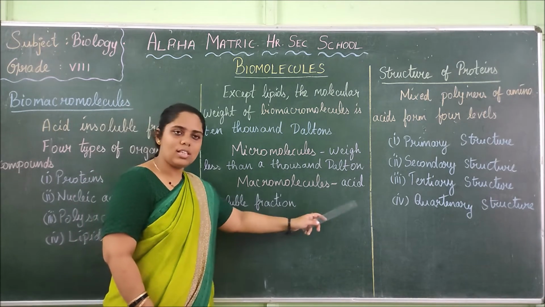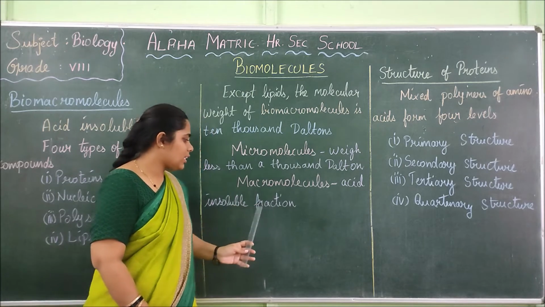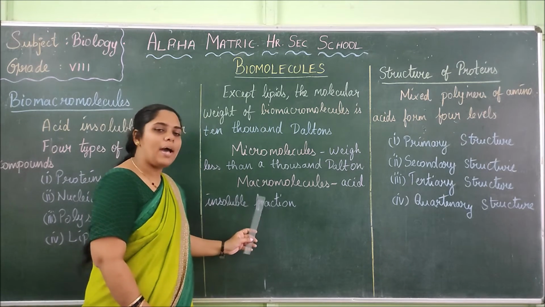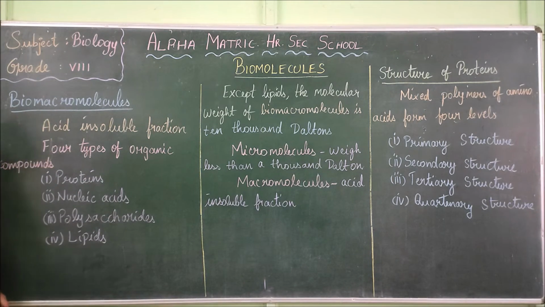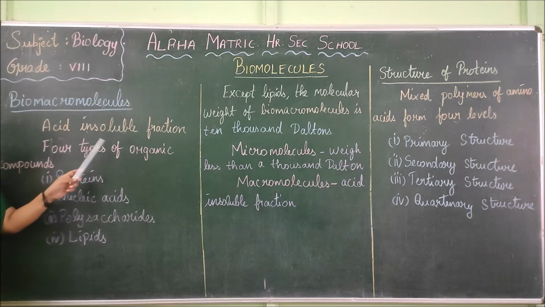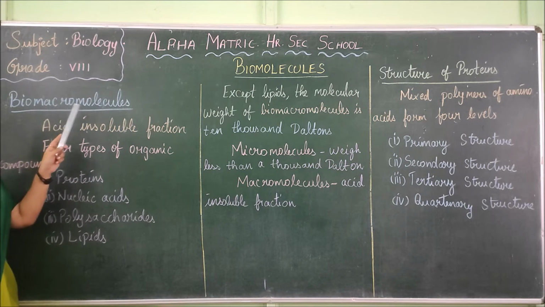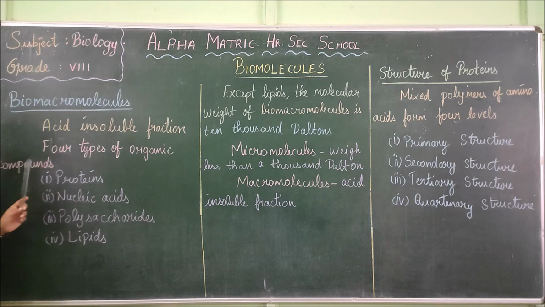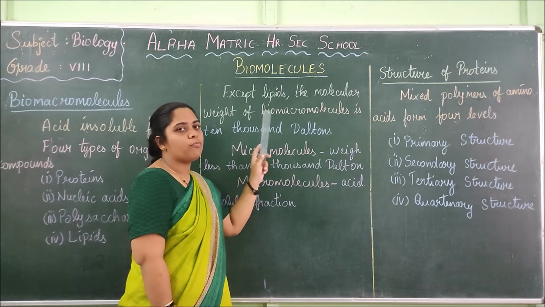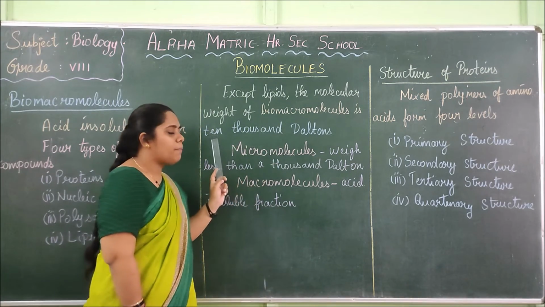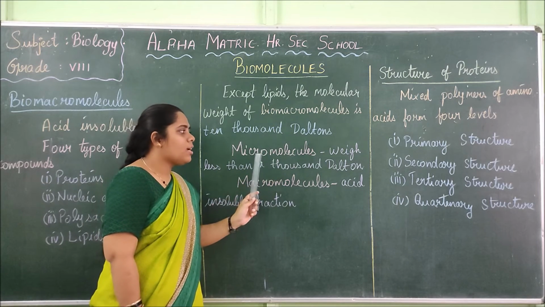And macromolecules, as I already told you, all the acid insoluble fractions are the macromolecules. So I will give you a short recap from the first about the bio-macromolecules. Acid insoluble fraction is a bio-macromolecule, and there are 4 types of organic compounds like acid insoluble fraction. They are protein, nucleic acid, polysaccharides and lipids. And except lipids, the molecular weight of bio-macromolecule is about 10,000 daltons.